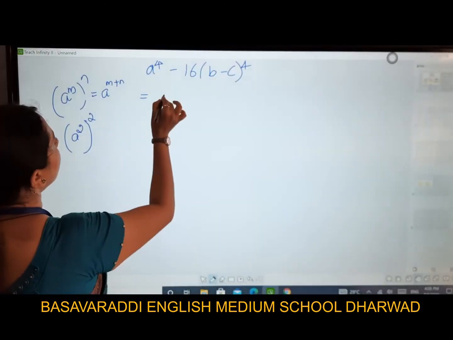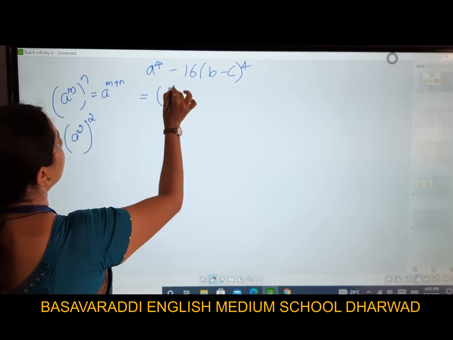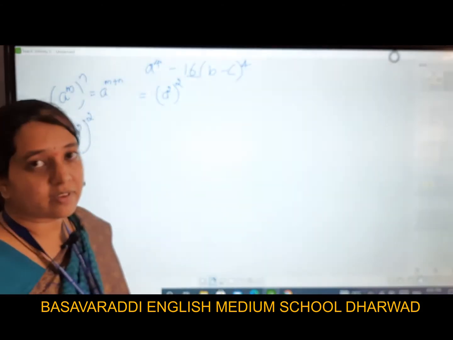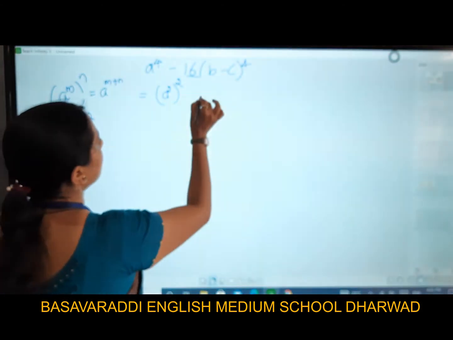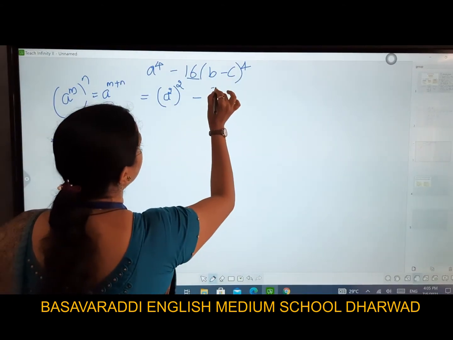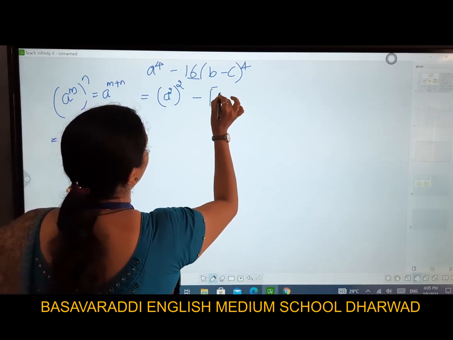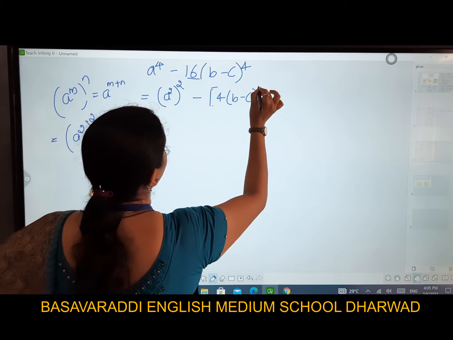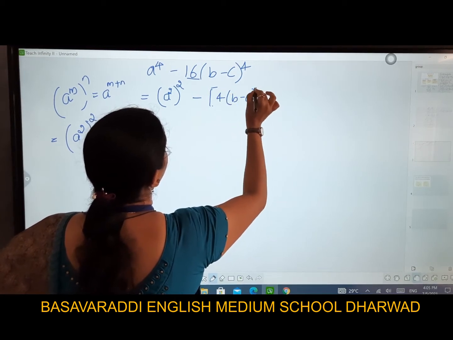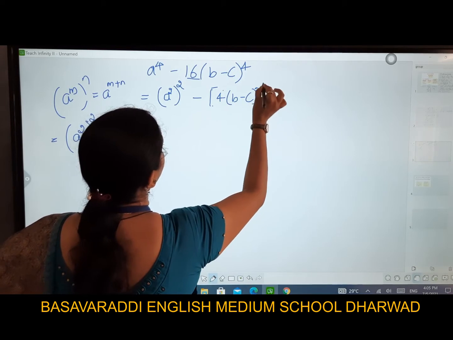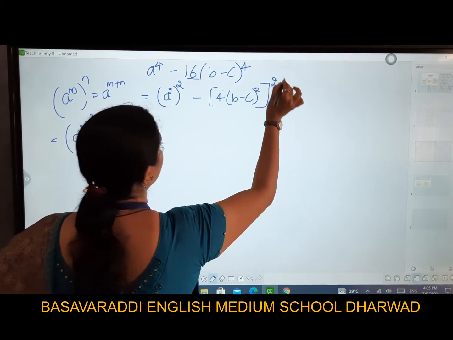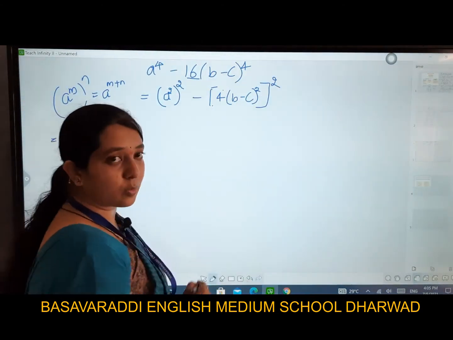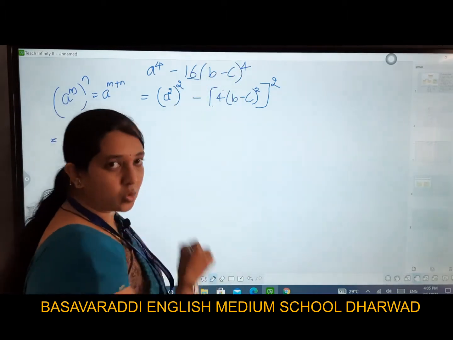So therefore we will write it as a square whole square. Now we have 16, and we are very well aware 4 square is 16. So I will write it as minus of 4 into b minus c, this is square, and I will write it as whole square, because square whole square will give me b minus c raised to 4 there.